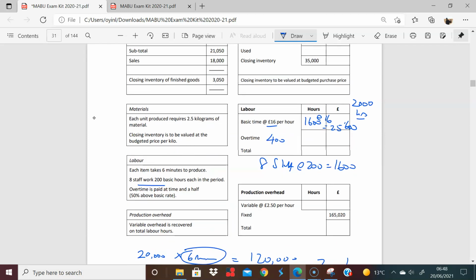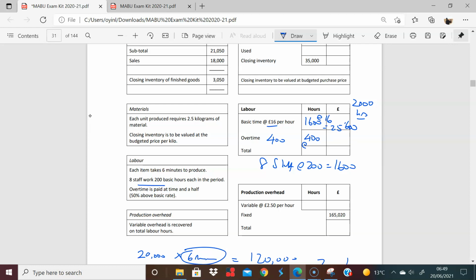We now say, okay, then what do we have available to us? So just go into the room. You have 8 staff, 200 hours, so that's 1,600 hours. That's at 16. And then if you need 2,000 hours, you've done 1,600, you will need an extra 400 hours, of course.